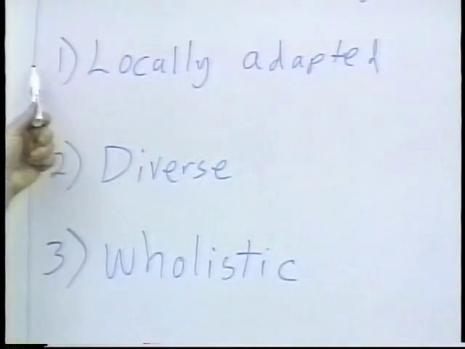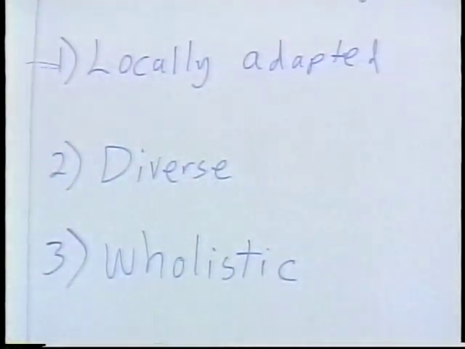An agriculture that, number one, is locally adapted. You can't plant the same variety of cantaloupe or the same variety of wheat or the same variety of anything everywhere in the world, because climate's different, bugs are different, diseases are different, soil's different.